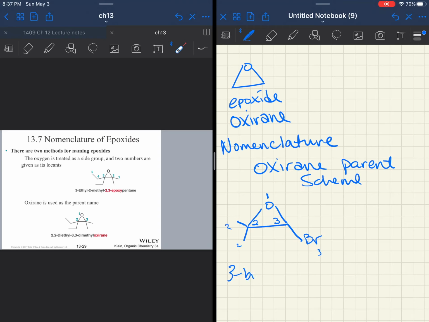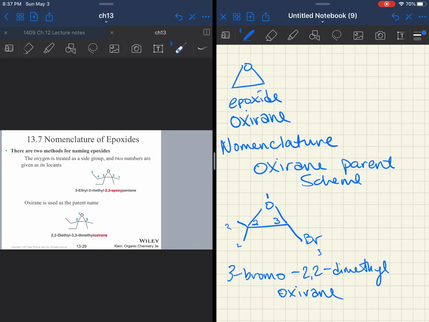I would have a 3-bromo, 2,2-dimethyl oxirane. You see that in their example as well. There are 2 ethyl groups, 2 methyl groups. I'm guessing priority was given to the ethyl groups because of the alphabet. So it's 2,2-diethyl, 3,3-dimethyl oxirane.